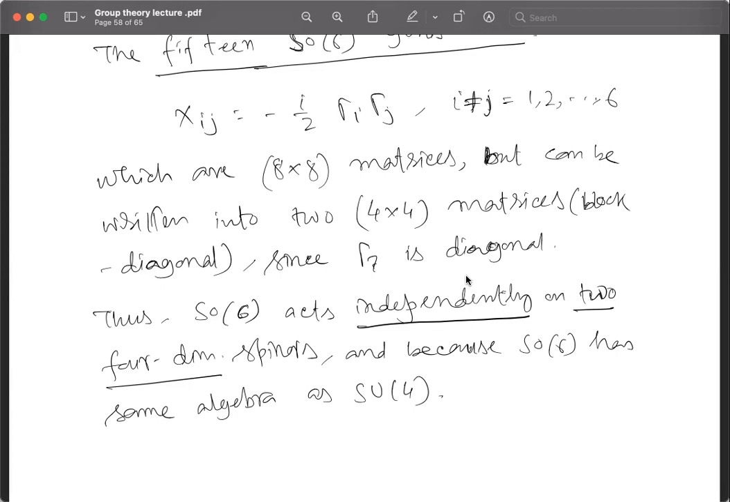So thus SO(6) acts independently on two 4-dimensional spinors. Basically you can start with 8-dimensional spinors and split that into two 4-dimensional spinors, and the generators which act on the states or the spinors can be written in block diagonal form, which is a 4 by 4 block diagonal form. In this way they can act suitably and independently, and this tells you why SO(6) and SU(4) have a similar kind of Lie algebra.